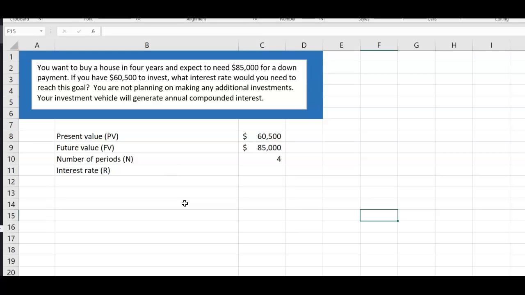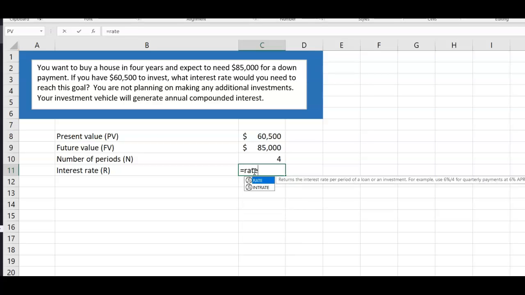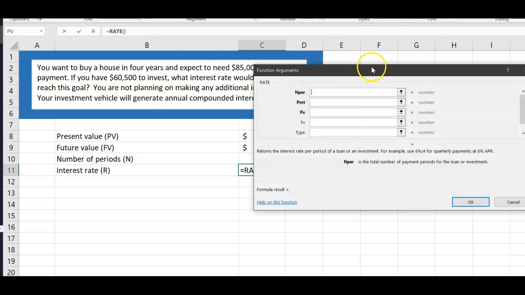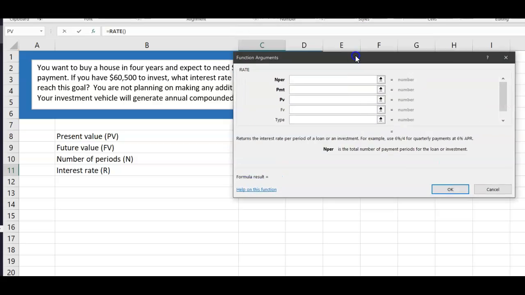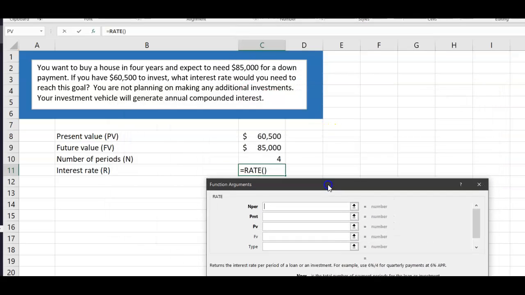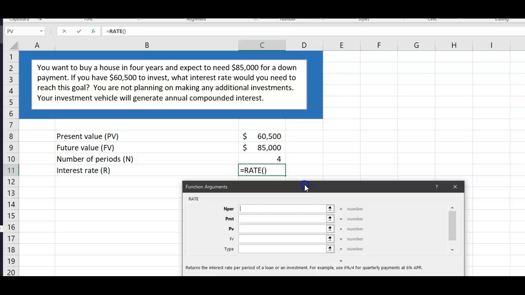I'm going to get rid of this blue box now. I'm simply going to type in equal RATE. That's the formula we would use. Hit the left parenthesis, come up here and hit the insert function. This is the easiest way I know how to do this. Also, it tells you your function arguments. So how can I move this where you can see it? How about right here? All right, so where's the number of periods?